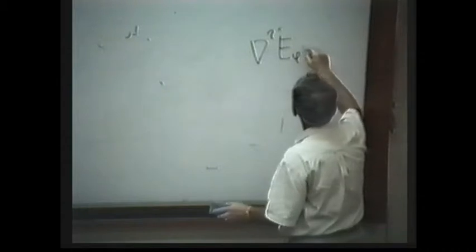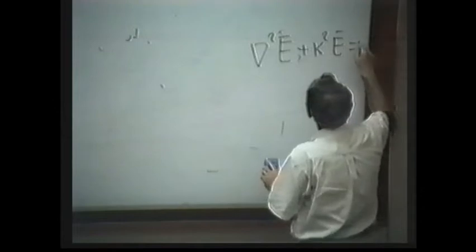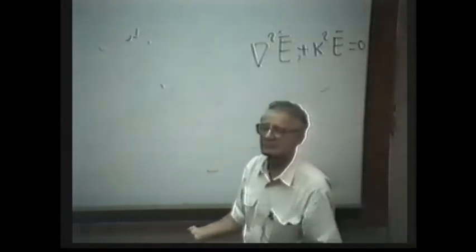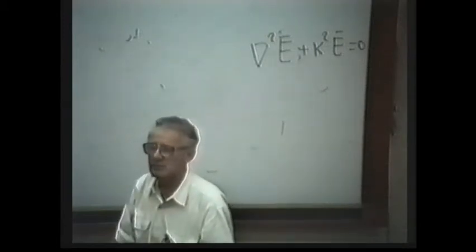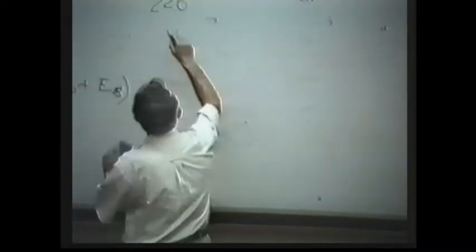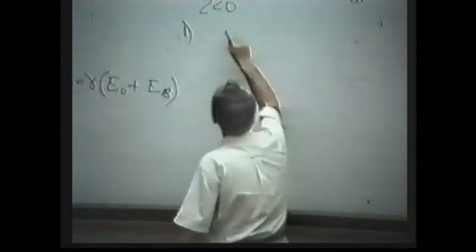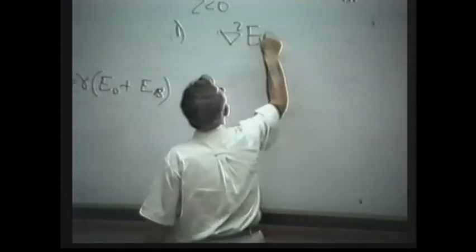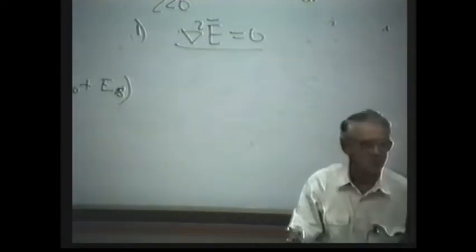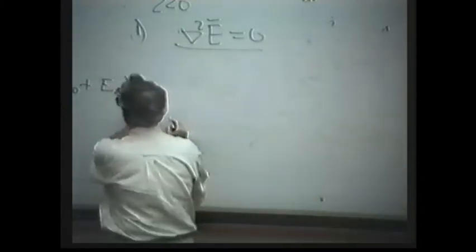Laplacian of E plus k squared E equals 0. What is the wave number in air? 0. So first of all, the first condition, we have to find an electrical field which satisfies a relatively simple equation, almost the Laplace equation. Now, we don't need it.